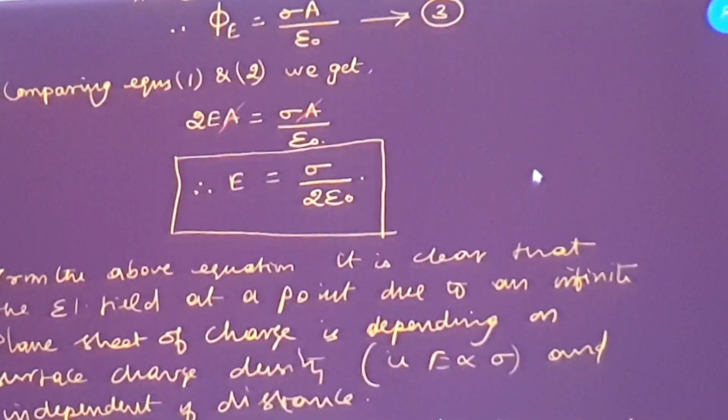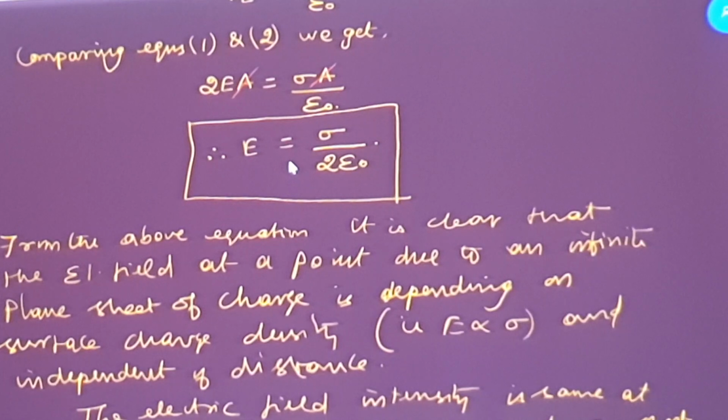From this equation itself we can write that E is directly proportional to sigma. So the electrical field depends on the surface charge density. If the surface charge density increases, the electrical field increases and vice versa. But in this equation, you are not having the value of R. R is the distance of the point from the plane sheet. So we can say that the electrical field at a point due to an infinite plane sheet of charge is independent of the distance R. If it is independent of the distance R, it means at faraway distances the electrical field is considered to be the same. It is not depending on the distance.